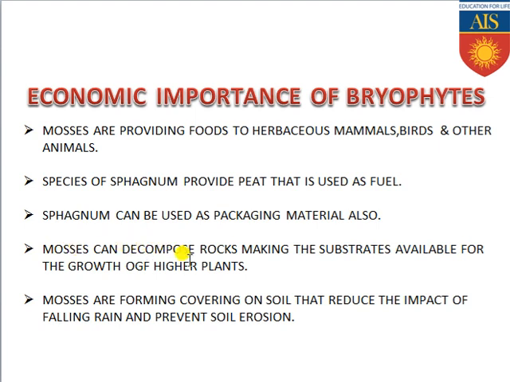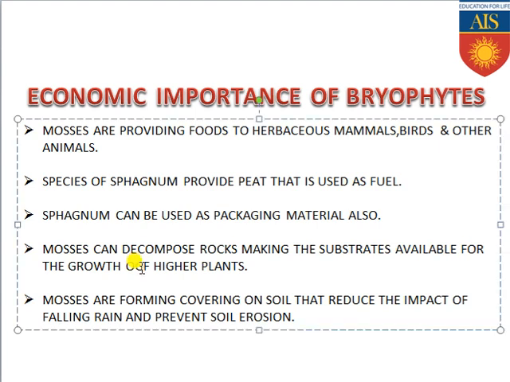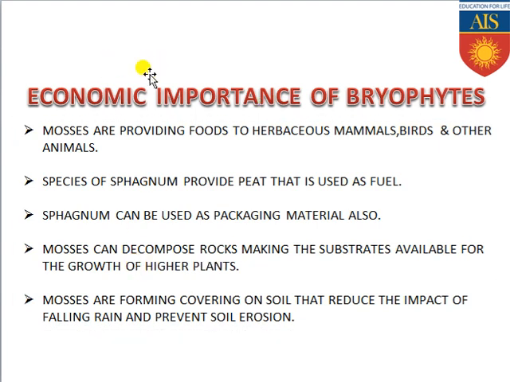Mosses can decompose rocks on which they are commonly growing, and make the substrates, that means very small rock particles, available for the growth of the higher plants. So keep it in your mind, the growth of higher plants is actually dependent on this specific type of moss, because mosses are decomposing, breaking down the rocky particles into small materials, small mineral substances, and those minerals or rock substances will be absorbed by the higher plants, and they actually grow.